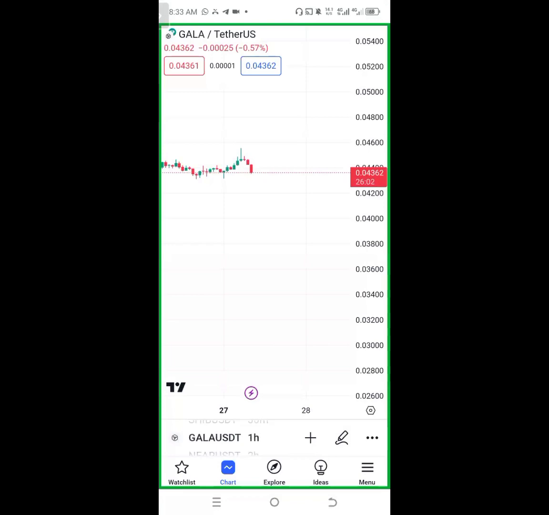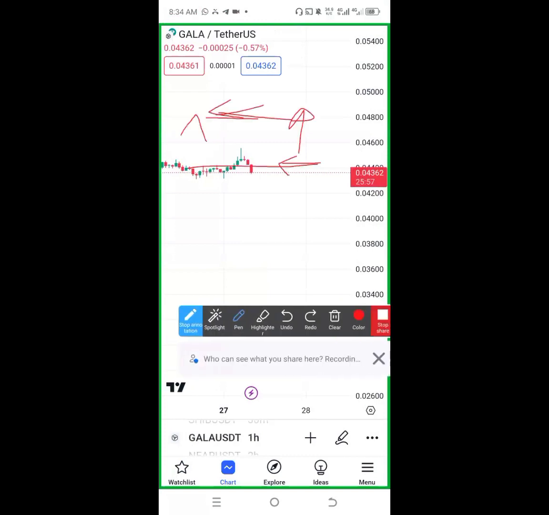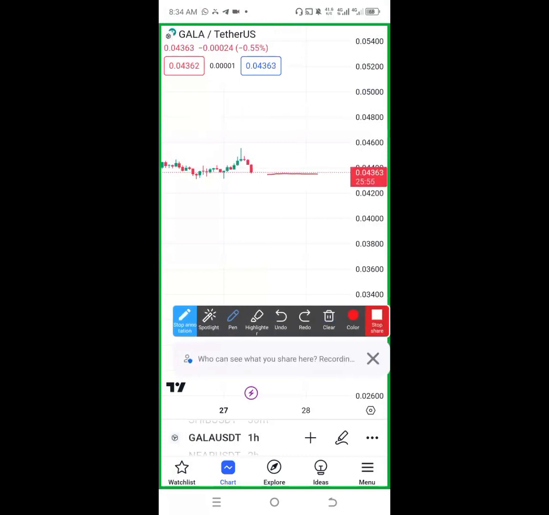Let me first remove my annotation. All right, so here it is. So this is our current price. That's the first thing we do: we locate our current price.